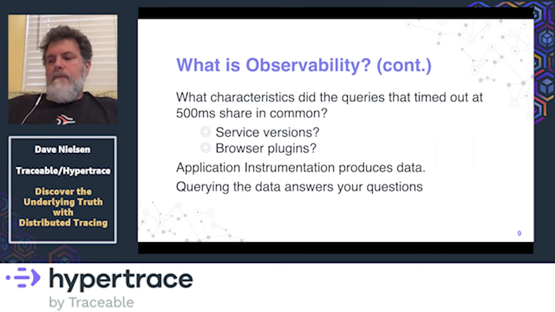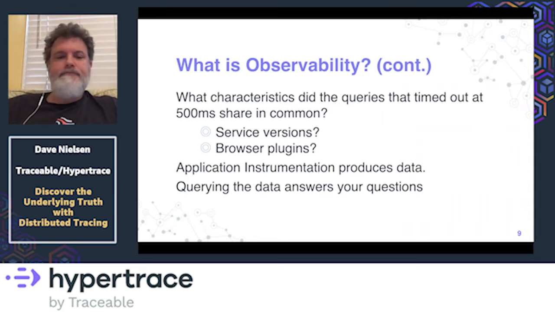And how does this all occur? Well, your application produces the data, but you need to collect that data. And so you collect it with instrumentation, and you add some code or an agent to your application, and it sends it to a server that collects all this data, and then you can query that data to answer questions or discover the questions that you need to be asking.